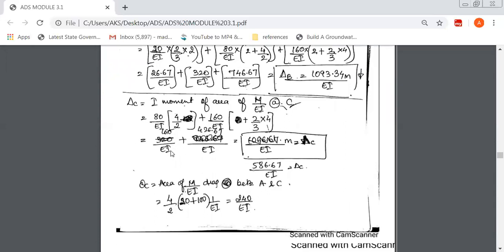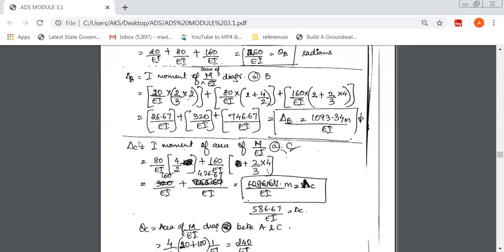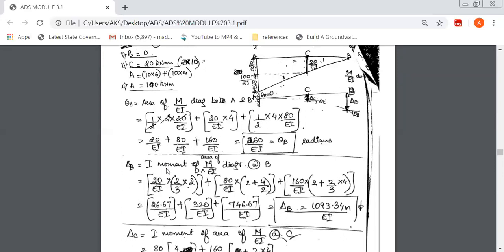Next, the same thing. Now, if you want to find delta C, delta C is the first moment of area of the M over EI diagram about, and this is important, about point C, because here I've written delta C. Delta C means you have to find moments about point C. That's why it is C here. So again, as usual, it's the first quantity. You can check this out.